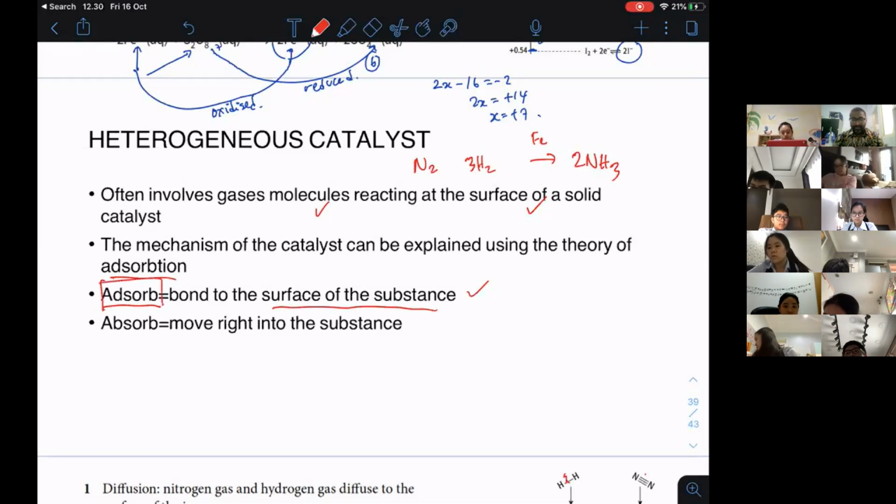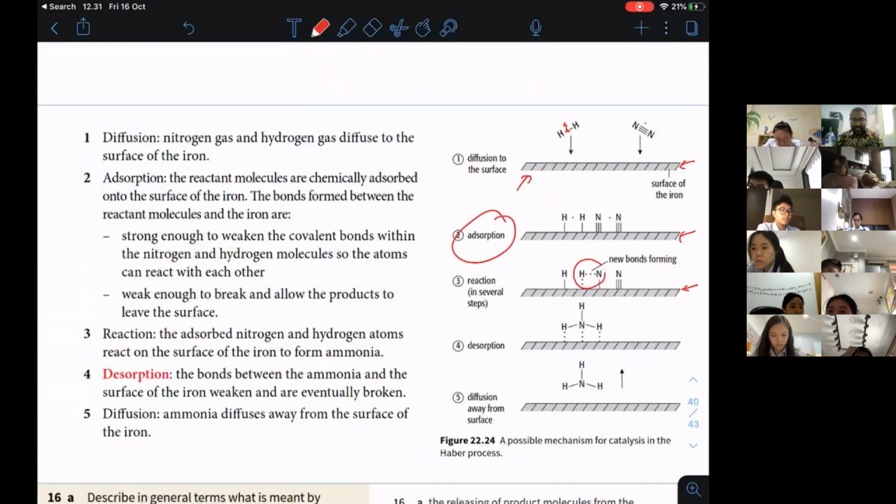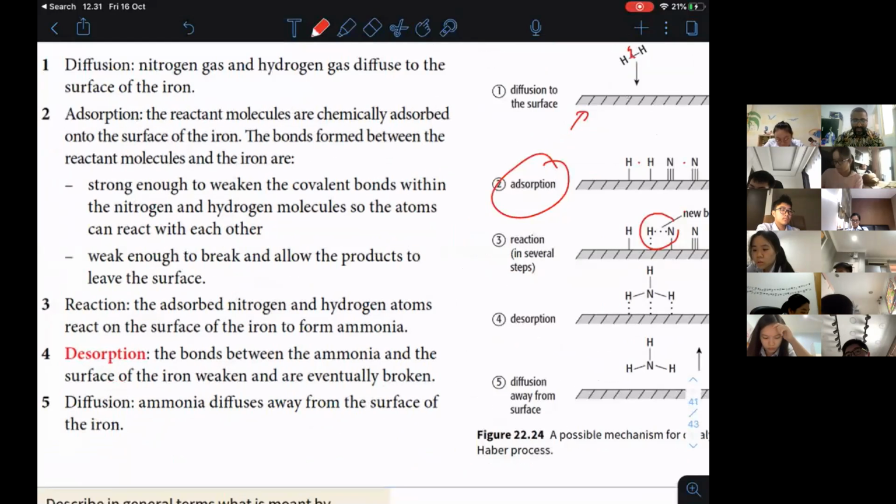Now with adsorption, what is going to happen? Basically, the hydrogen and nitrogen diffuse to the surface of the iron, the catalyst, and then they attach to the surface. That is known as adsorption. The reactant molecules are chemically adsorbed on the surface of the iron. The bonds formed are strong enough to weaken the covalent bond, and weak enough to break and allow the products to leave the surface.